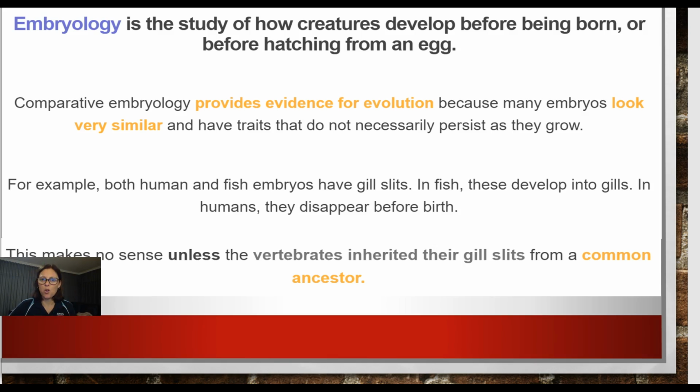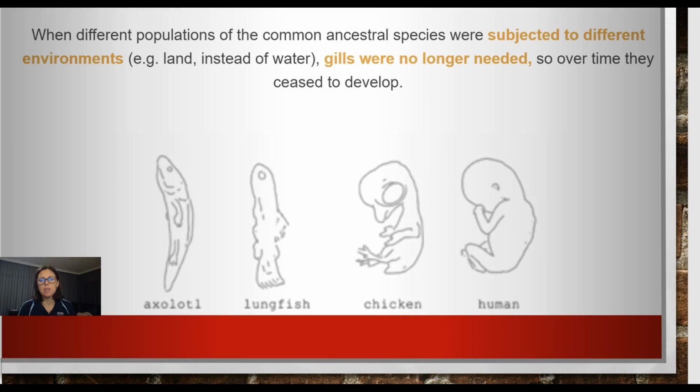So unless we had a common ancestor that we developed those gill slits from, there's no real point of us having them. As we don't have gills now, we use lungs to breathe. So there had to have been some common ancestor somewhere that brought the two of those organisms together. Otherwise, there was no real point with having those. Here are some of the others that you may also see in class. Gills are no longer needed, so in our chicken and our human they disappeared, whereas they stayed in the fish and axolotl, which are amphibians and so forth.